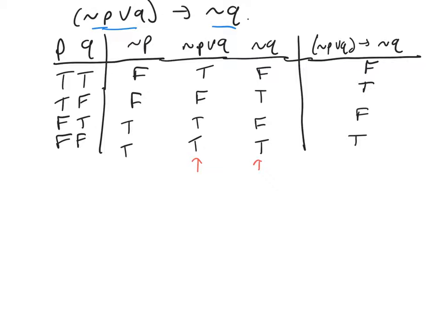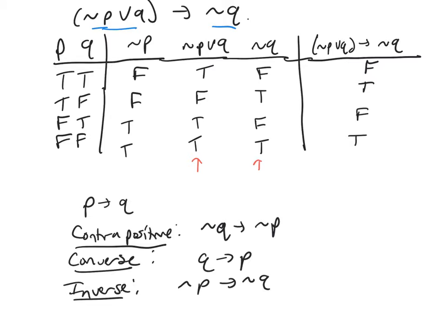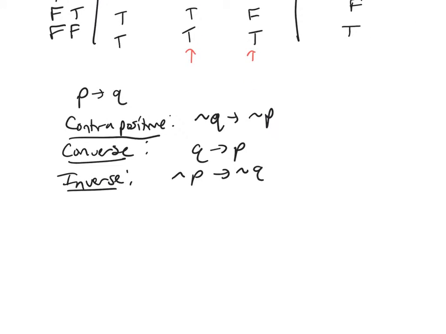All right, so then remember when we have these conditional statements, we have other conditional statements from that. We have the contrapositive, where you flip them and negate them. You have the converse, where you just flip it. And then you have the inverse, where you just negate and you leave them in the same order. So let's look at an example here, and let's try to find these three statements.